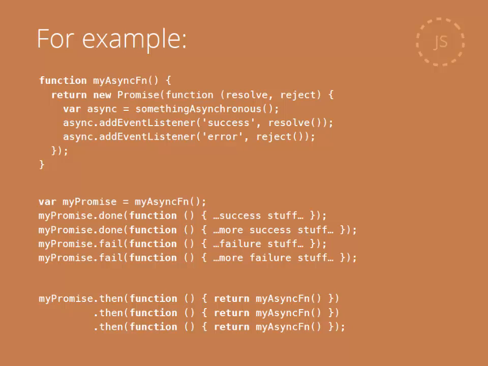We can say my promise equals an invocation of our asynchronous function, and then we can say my promise.done and hand it a success handler, and then we can call that again, my promise.done, and hand it another success handler, and you can do that as much as you want.